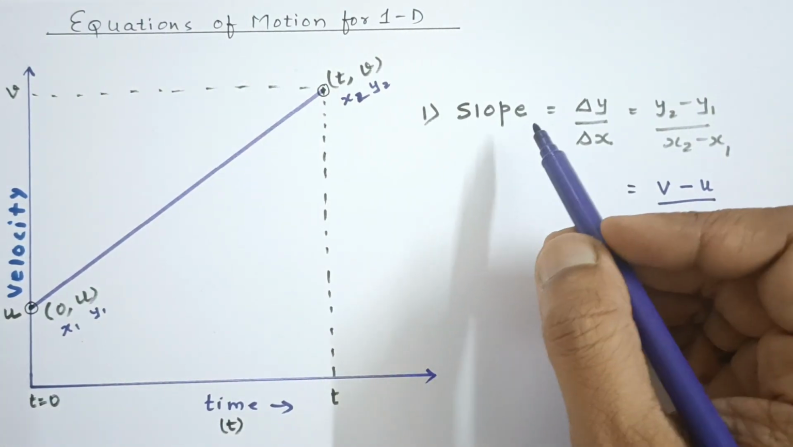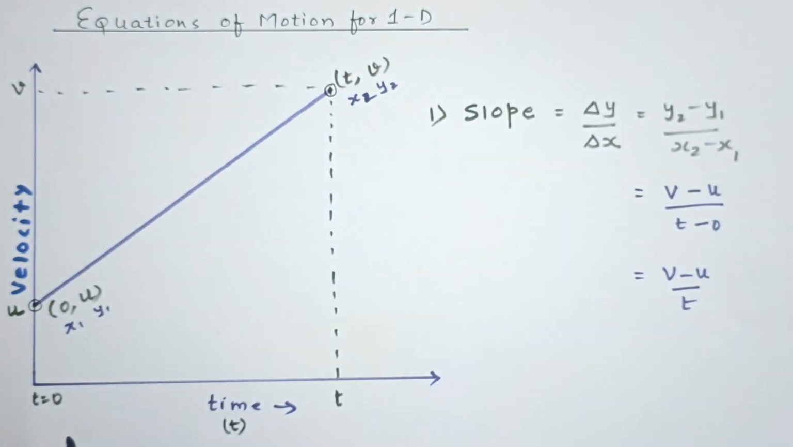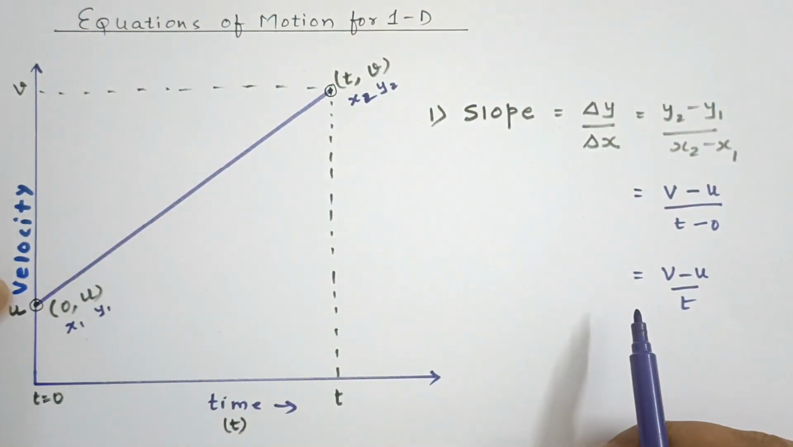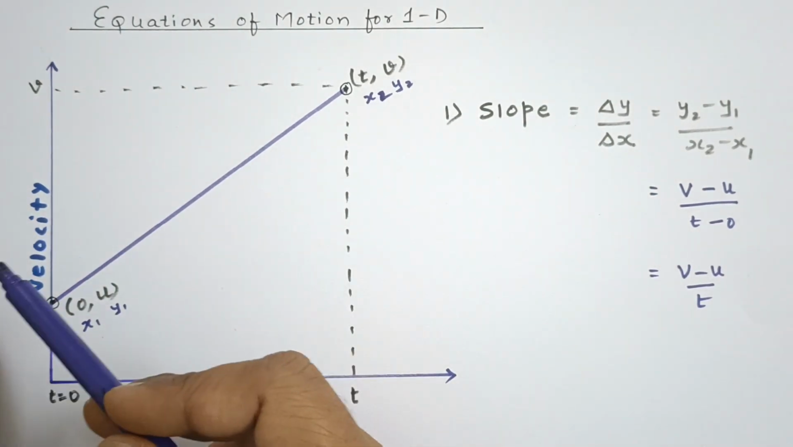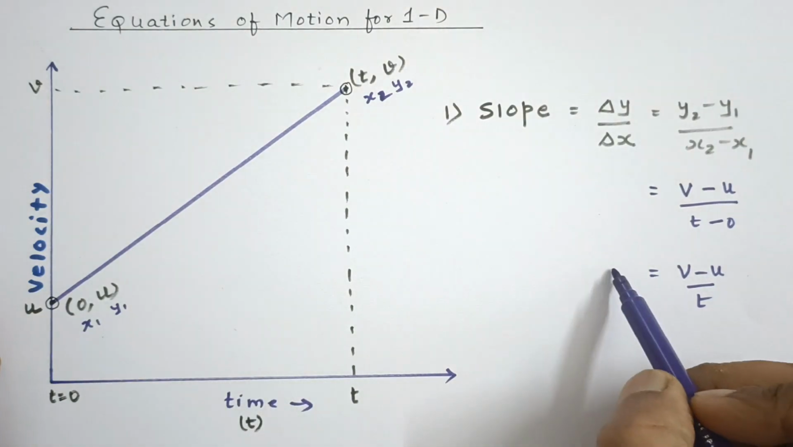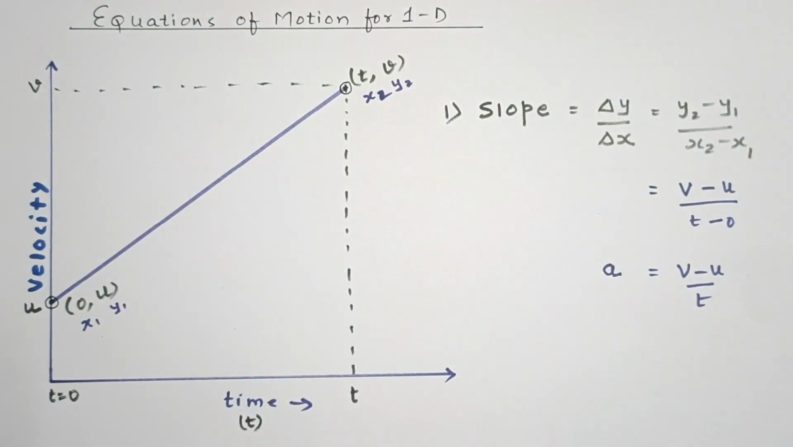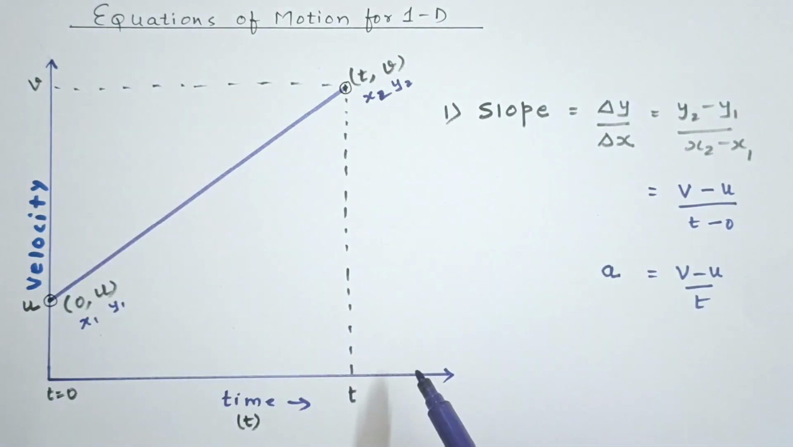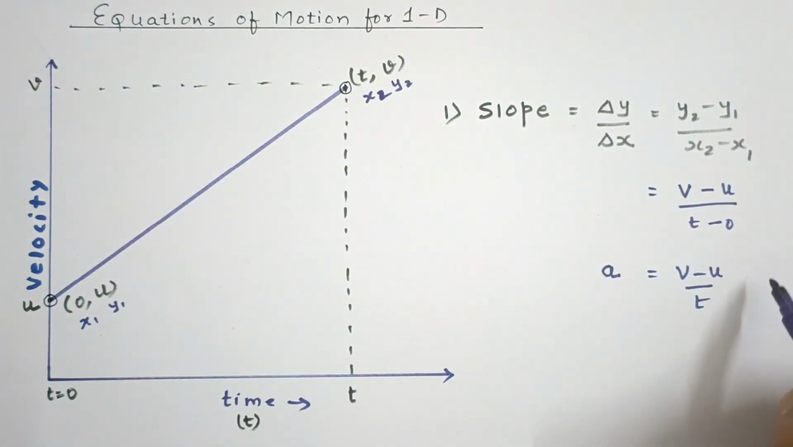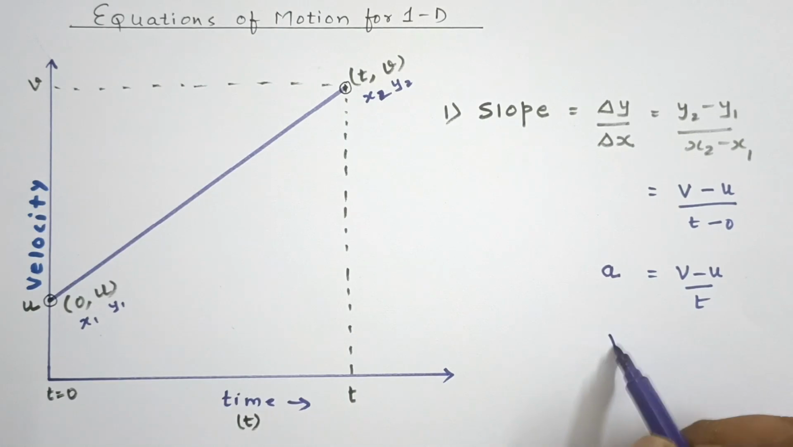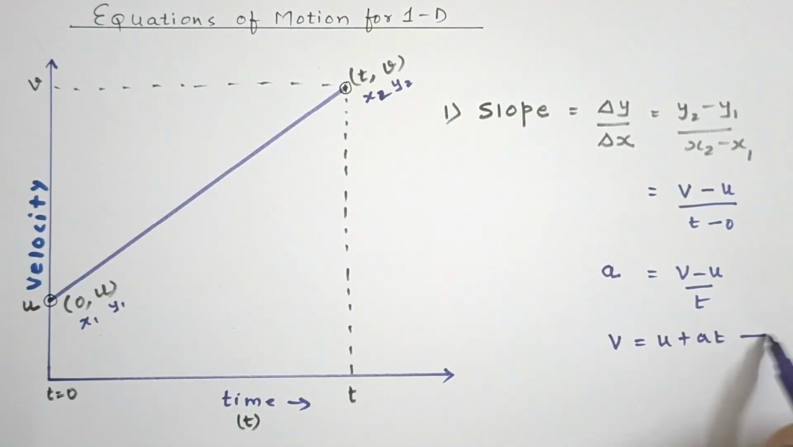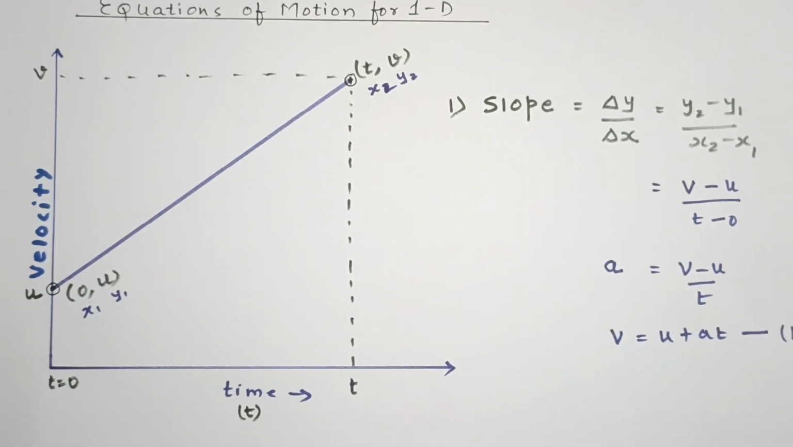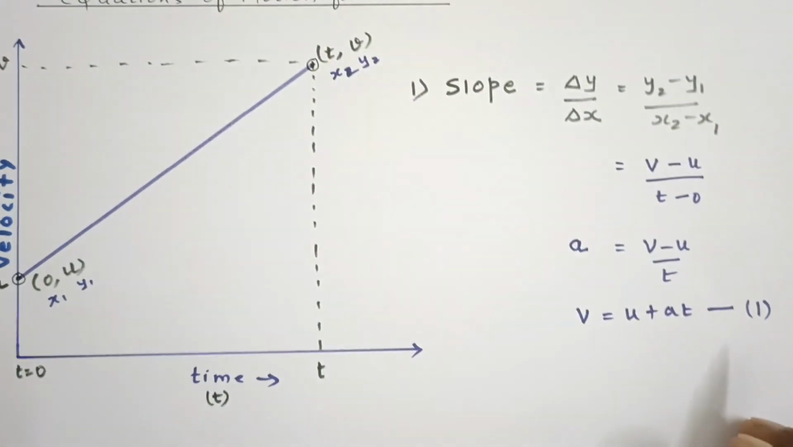Now slope is basically y-axis change divided by x-axis change. So y-axis quantity divided by x-axis quantity, that is velocity divided by time. So basically this is change in velocity divided by time. So we get acceleration. The slope of the velocity versus time graph gives us the acceleration. So just cross multiplying, you can rearrange it as v is equal to u plus at. This is our first equation of motion that we have derived from this graph.